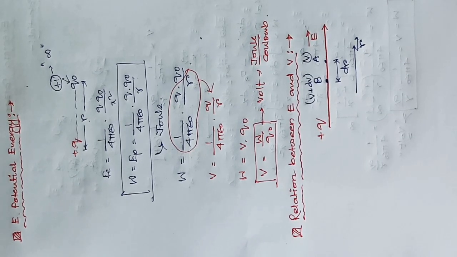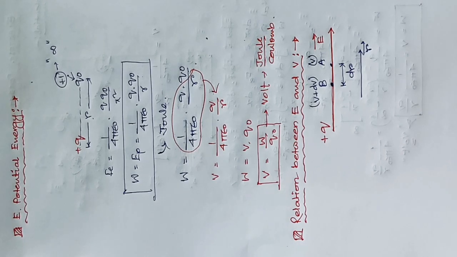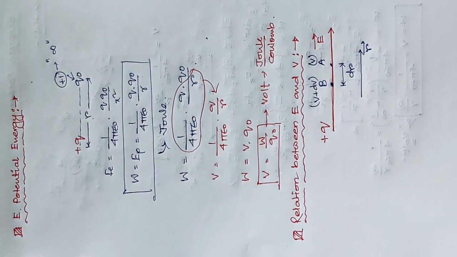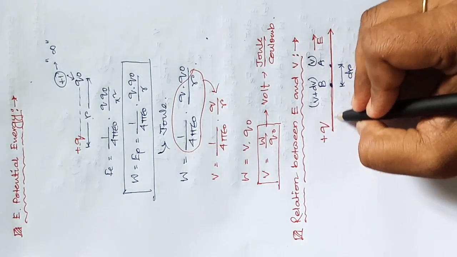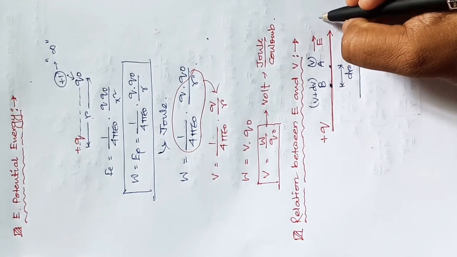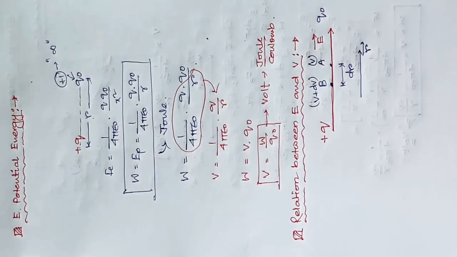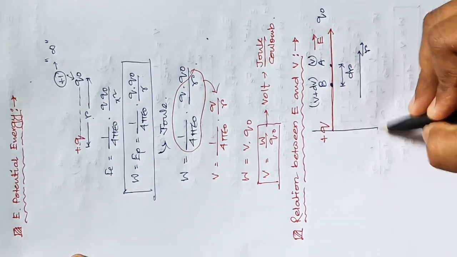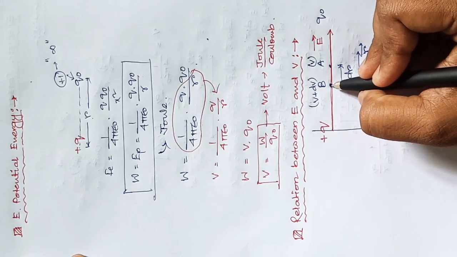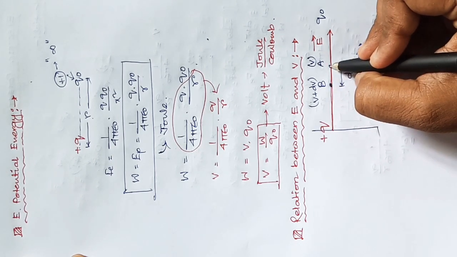Now coming to the next part, that is the relation between electric field and potential. Students, suppose we are having a uniform electric field denoted by E. Suppose we are having a test charge q naught. Now we are having 2 points, one is B point, another one is A point.